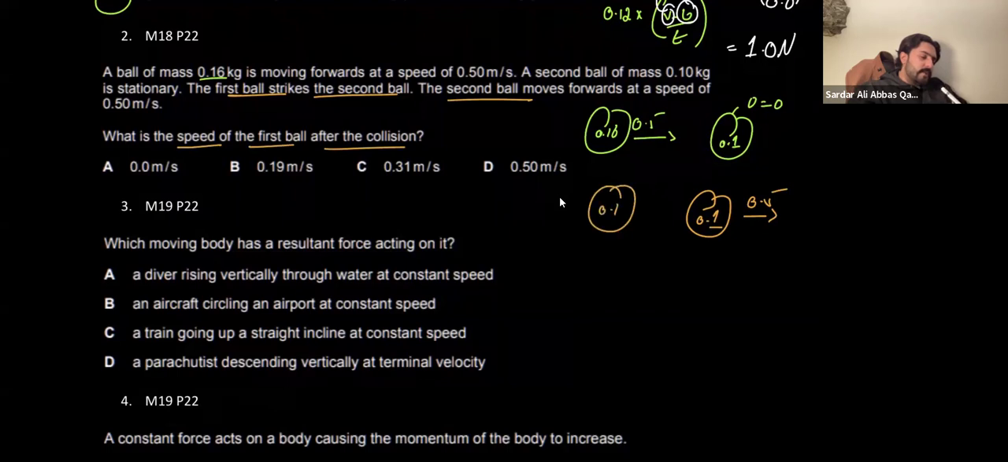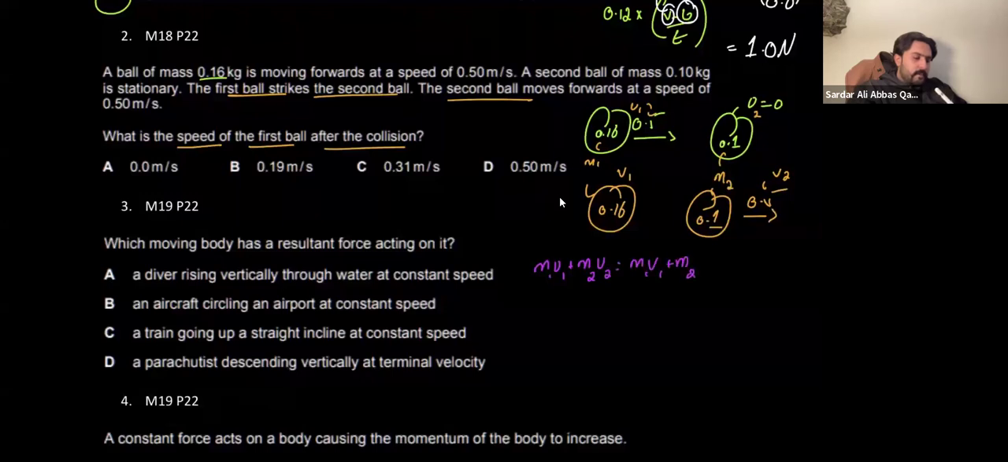So 0.16, and we need to find V1. If this is M1, this is going to be our M2, this is our V2, this is our U2, this is our U1. So we just need to substitute the values now. If you make this diagram correctly, it basically helps you solve the question. So M1 U1 plus M2 U2 is equal to M1 V1 plus M2 V2.